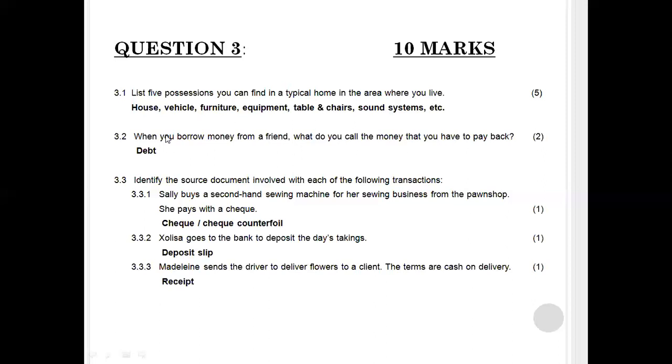All right, so point one was check or check counterfoil. Point two, deposit slip. Point three, receipt. They are 1 point each. So let me just stick a few seconds on this slide so you can finish marking that question three.